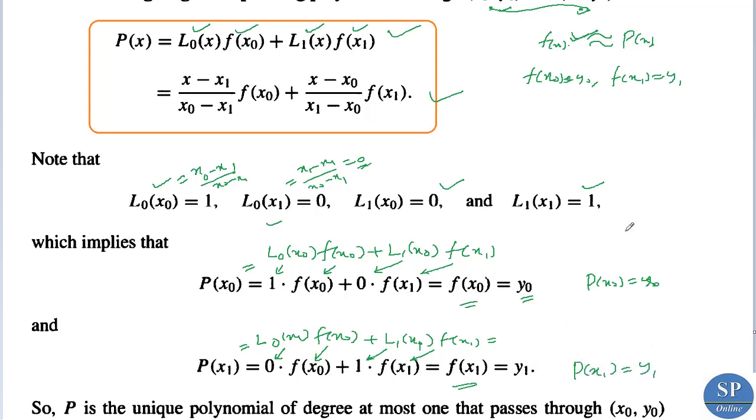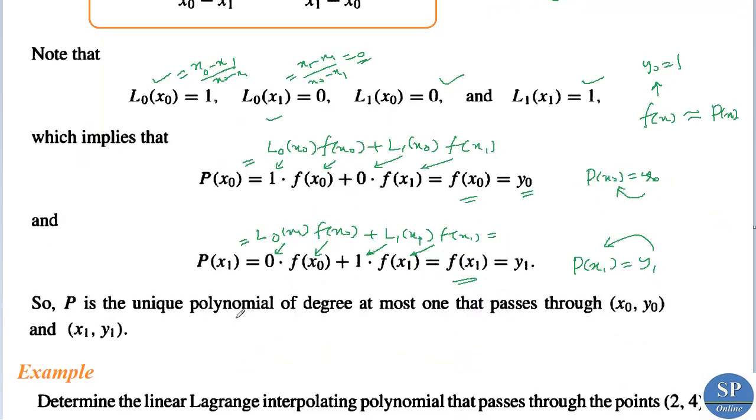So it means that actually we have approximated the function f of x with this polynomial p of x. We have the conditions here: y naught is equal to f of x naught and y1 is equal to f of x1. Here also we have y naught is equal to p of x naught and y1 is equal to p of x1. That means p is the unique polynomial of degree at most 1 that passes through the points x naught, y naught and x1, y1.